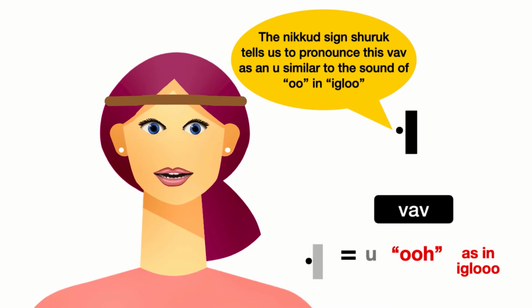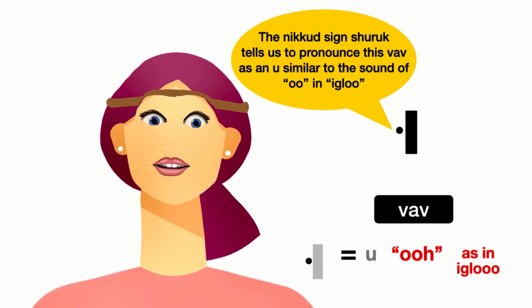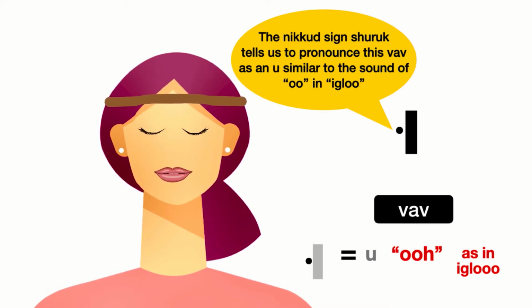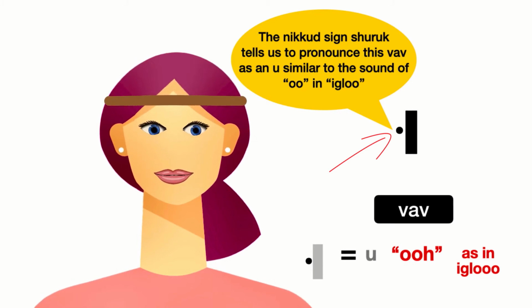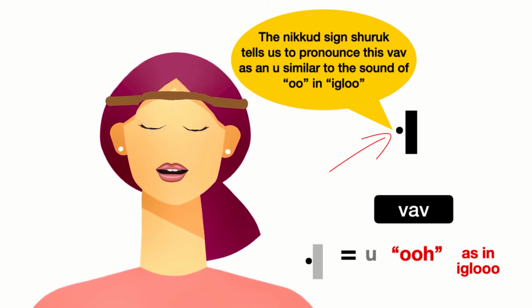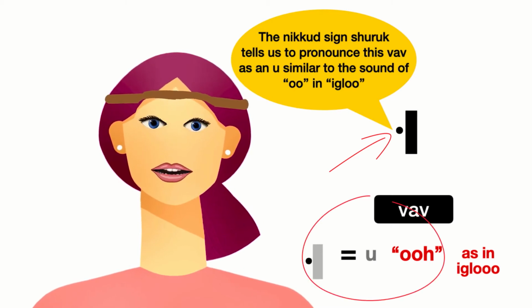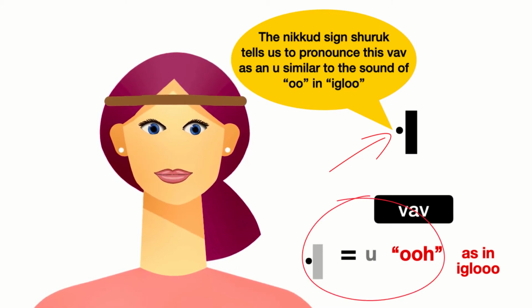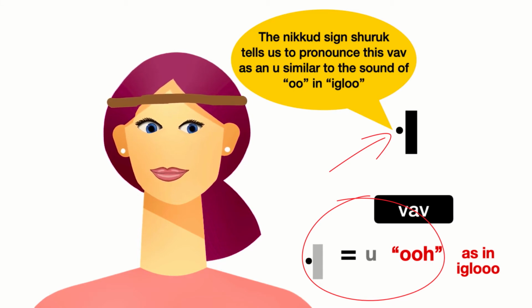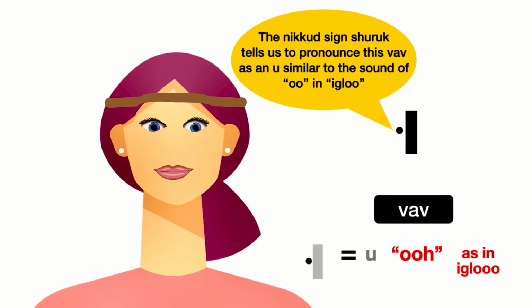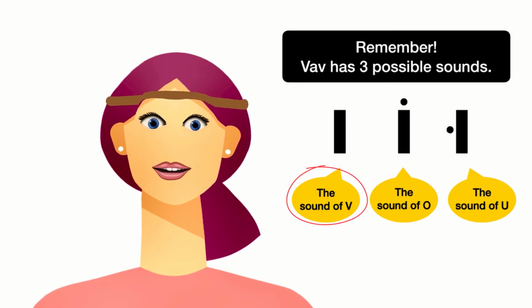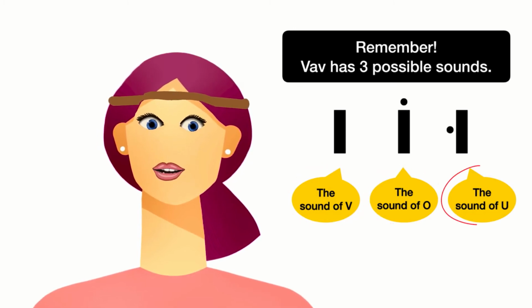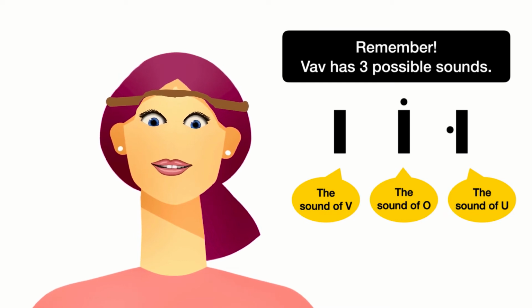The third possible sound of the letter Vav is the sound of U. It is the sound of U in the word igloo. It is the nikkud sign called shuruk, which tells us to pronounce the letter Vav as the vowel U. Shuruk. This nikkud symbol is written on the left side of the letter Vav. So remember, the letter Vav is sometimes pronounced as a V, sometimes as an O, and sometimes as a U. Let's see some examples.